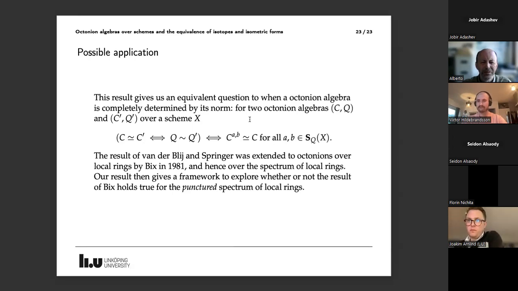What is this punctured spectrum? So it's the spectrum of the local ring, and then you take away the only maximal ideal.